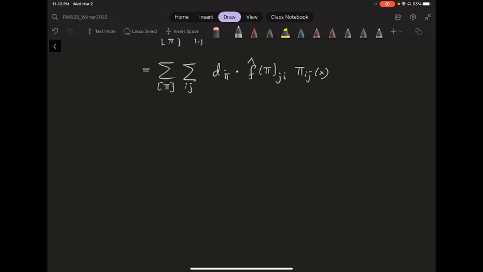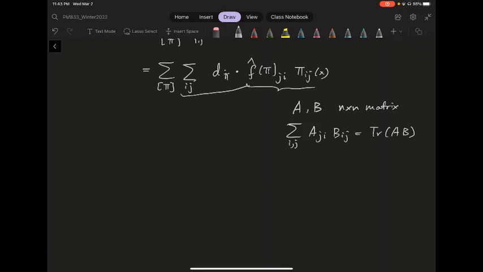So this is just the jith entry of f hat multiplied by the ijth entry of pi. Now it all comes back to a little bit of linear algebra. If you have A and B, n by n matrices, and you sum over all ij the AJI times B of IJ, you can think about this really as the trace of A times B. You multiply A and B: the first row times the first column, so j equals 1, and you sum over all the i going from 1 to n, and then the second row versus the second column, that's j equals 2, and so on. So this can be written as a trace.